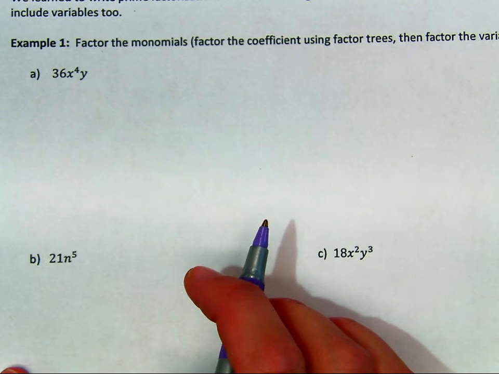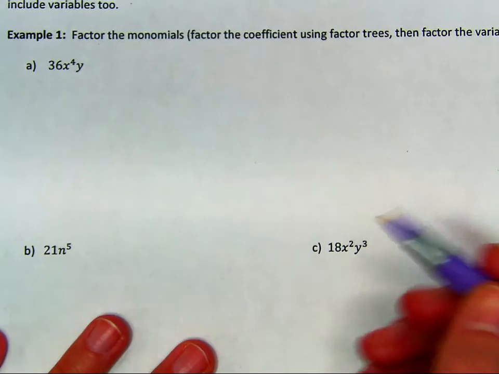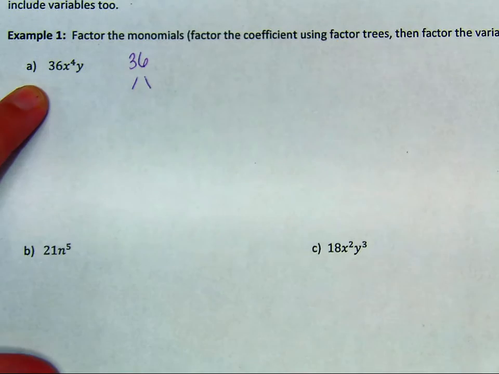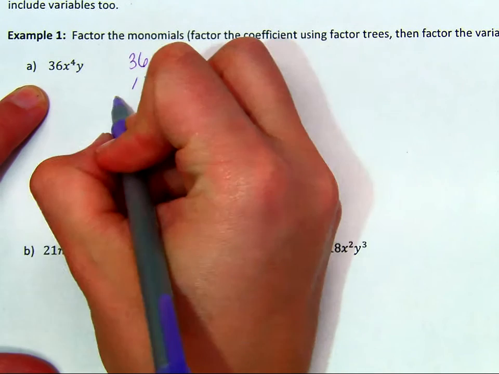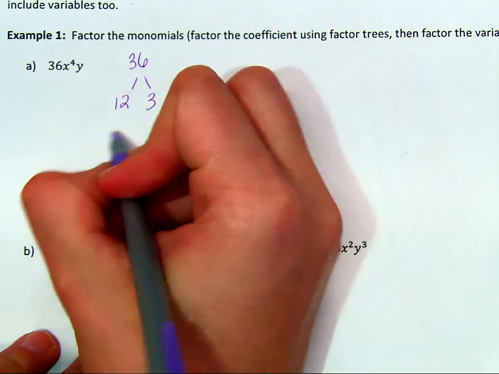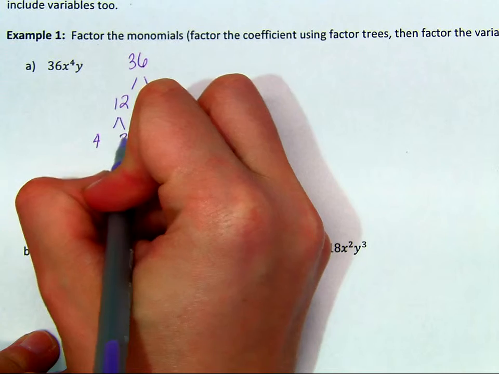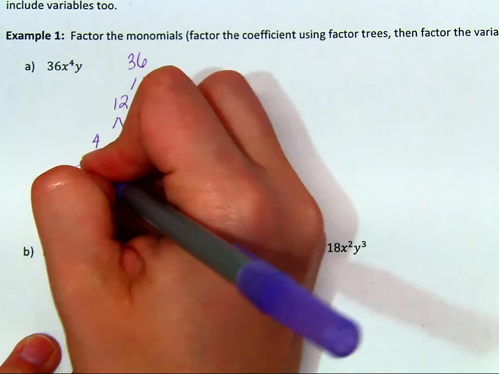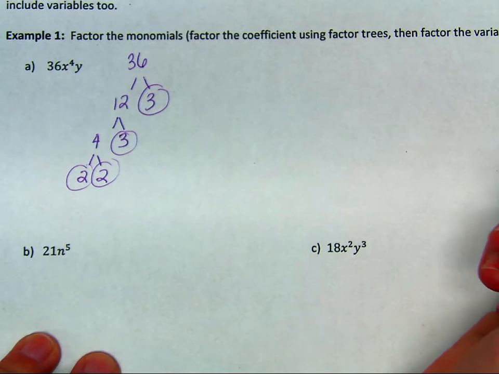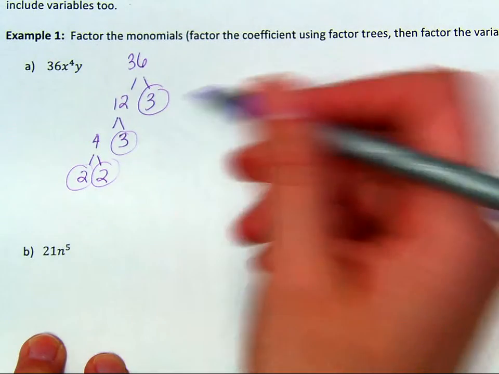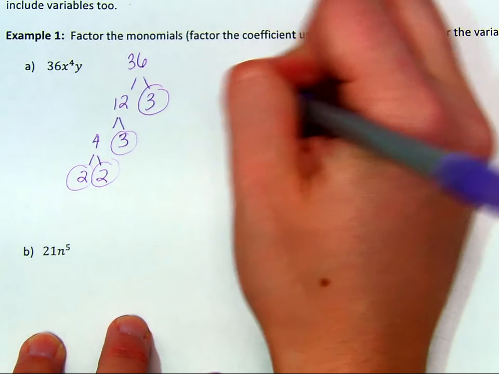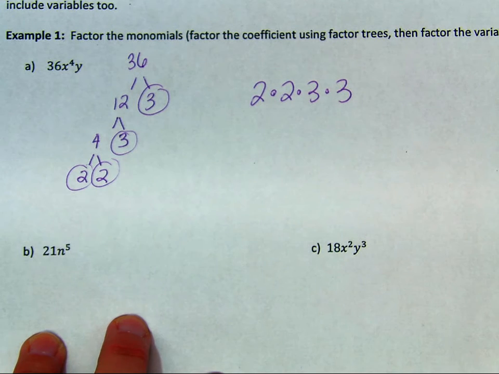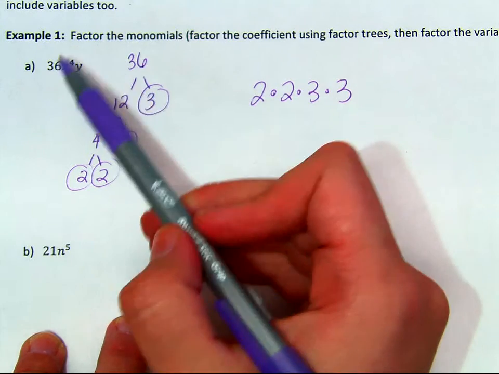So the only difference between this and what we were doing before is now there are variables included. So I'm just going to take my coefficient, 36, and I'm going to make a factor tree for that first. So maybe I start with 12 times 3, and then 12 can be 4 times 3, and then 4 is 2 times 2. So I circle the ends, and my prime factor, that expanded would be 2 times 2 times 3 times 3. So I've expanded 36. And now I want to include my variables.